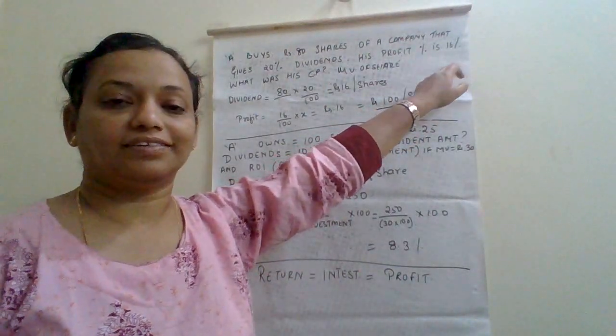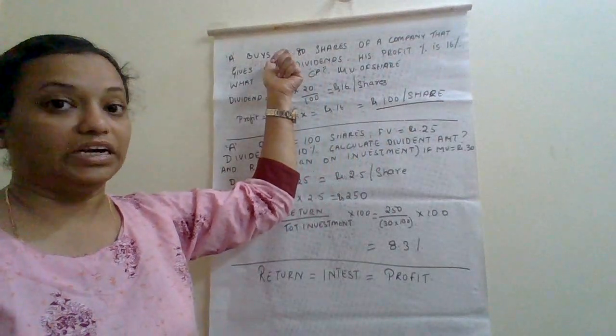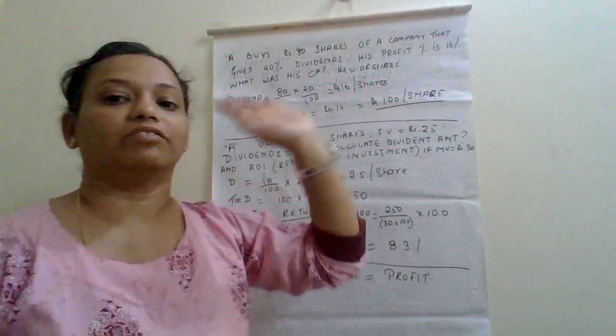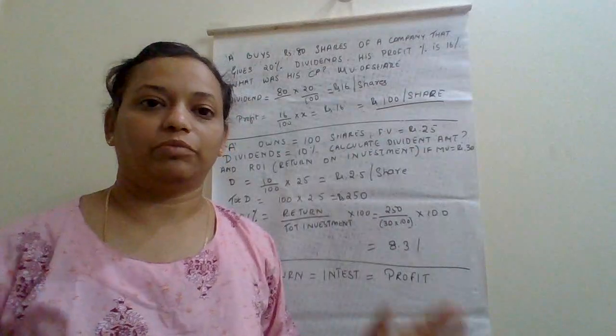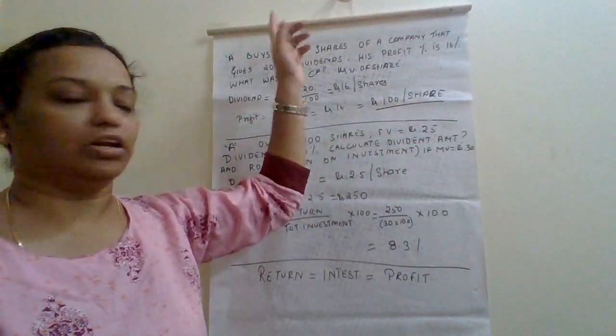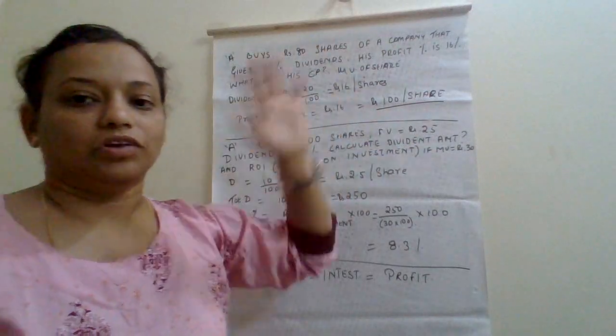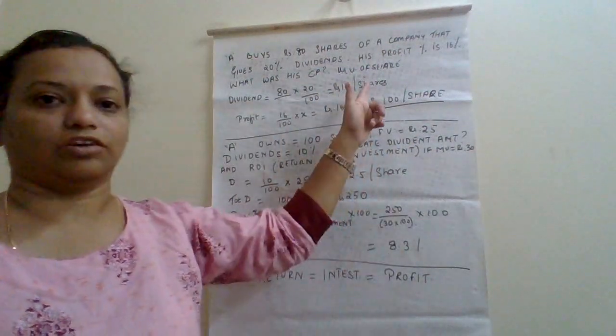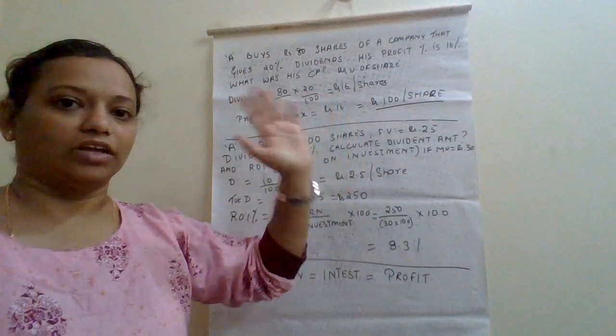Profit percentage is 16. Dividend given is 20%. So that means the market value is higher than the nominal value. By that itself you can know. So if you are getting an answer which is less than the nominal value in this situation, that means your answer is wrong. You need to recheck your steps. Okay. So that's how you recheck.